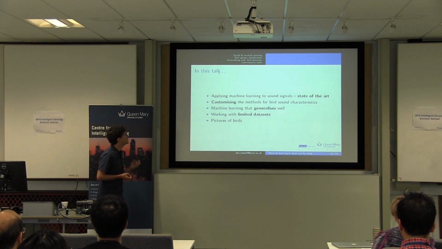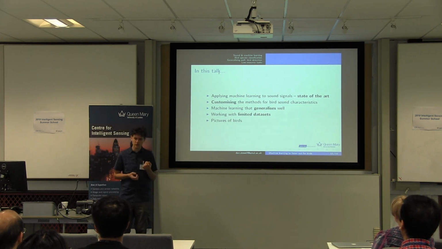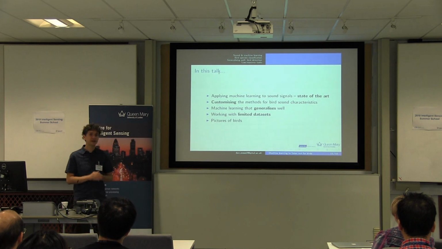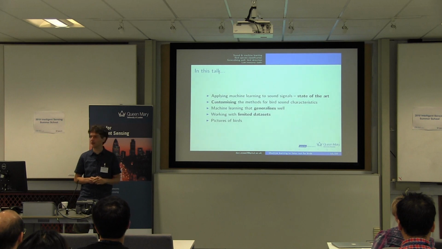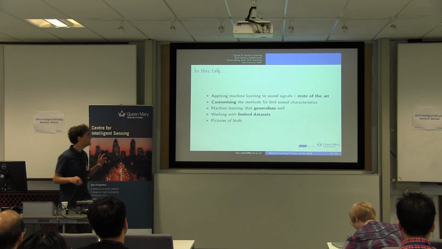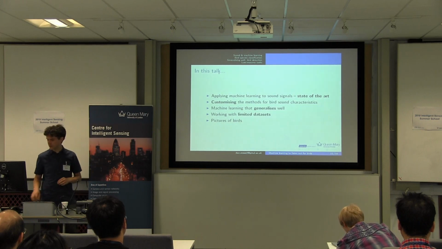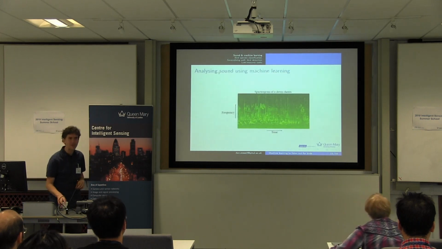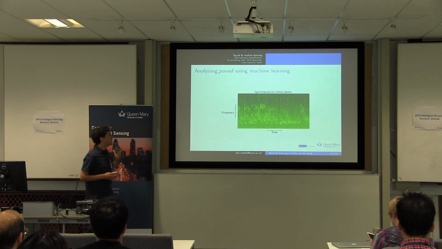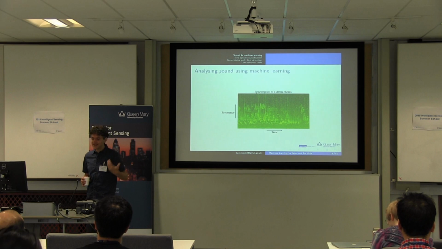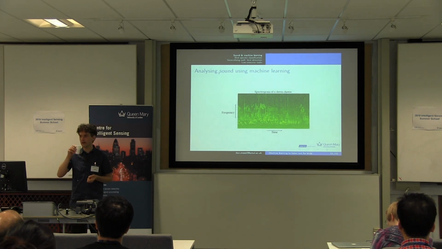And recently we've looked at what might seem like peripheral issues, but machine learning that generalises well and which works well with limited data sets. These things are really important when you actually try to apply machine learning in the world. And if all of that doesn't actually satisfy you, at least there'll be some pictures of birds. So, the state of the art in intelligent sensing with machine learning and sound.